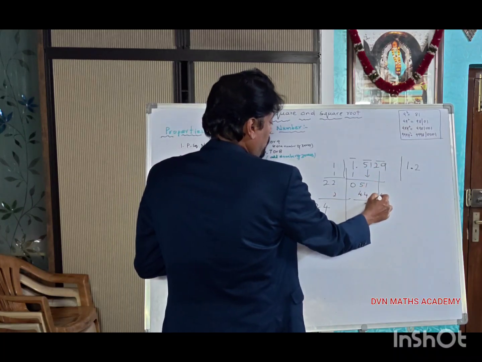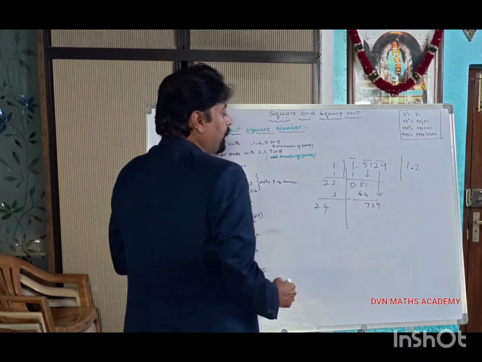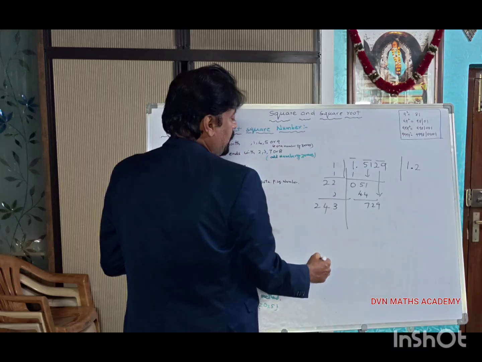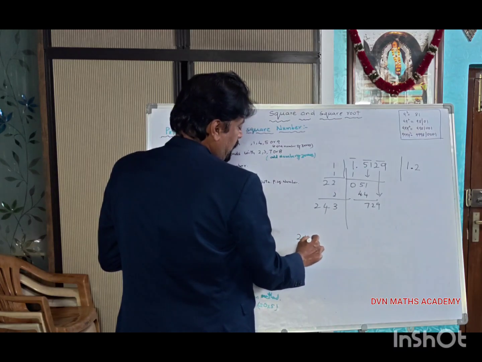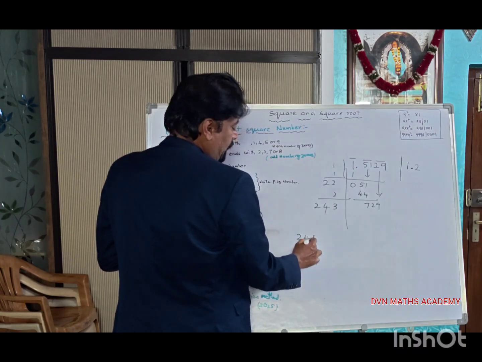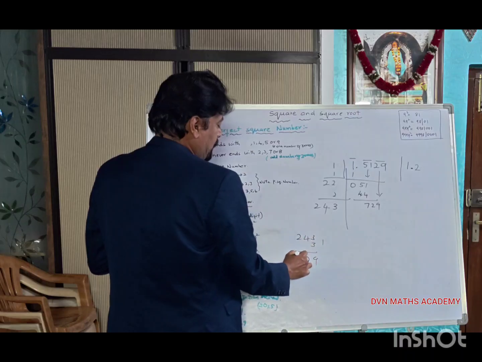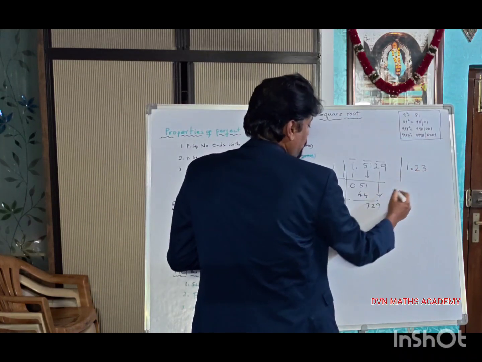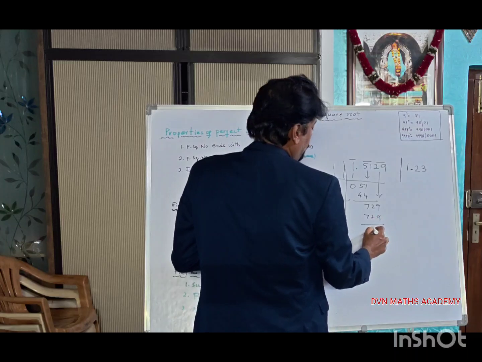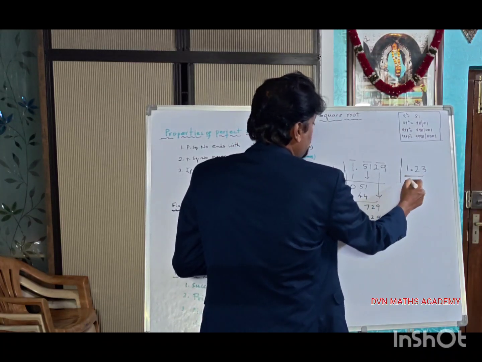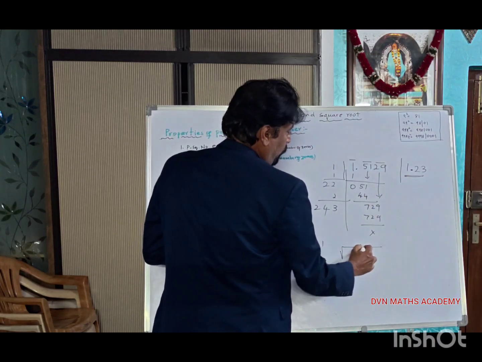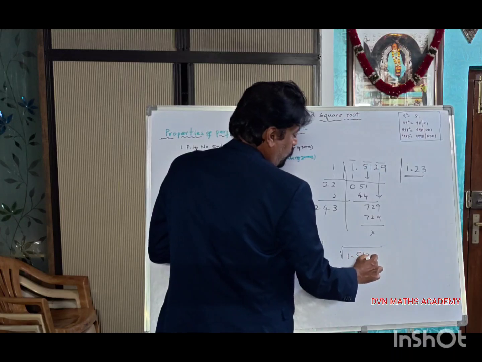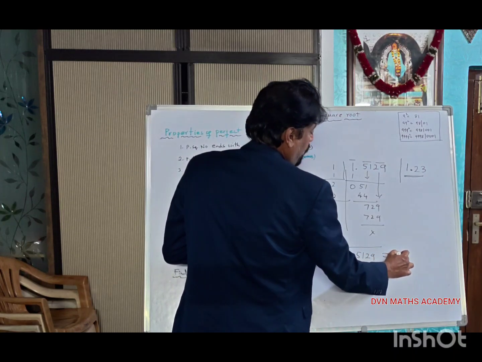Next you bring down 29. If I take 3 here, what happens, you see? You multiply 243: 3 3s are 9, 3 4s are 12, 3 2s are 6 and 7. So 243 3s are 729, and the remainder is 0. Therefore, this is the answer. The square root of 1.5129 is equal to 1.23.